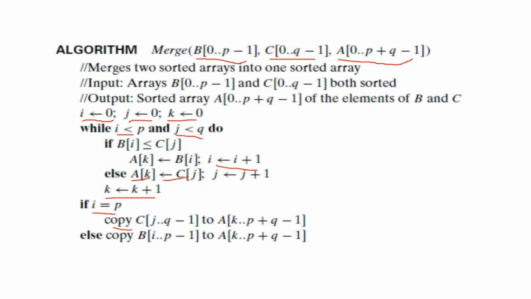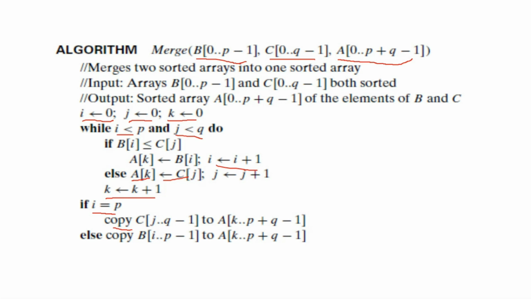So A of k is assigned the value C of j. And then we are going to increment j is equal to j plus 1 to point to the next element in the array C. Whether the element of array B or the element of array C was copied into the array A, we need to change the index of the array A to point to the next location. So k is incremented, k is equal to k plus 1.